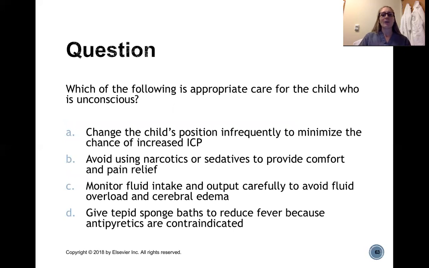So, which of the following is appropriate care for the child who is unconscious? A, change the child's position infrequently to minimize the chance of increased intracranial pressure. B, avoid using narcotics or sedatives to provide comfort and pain relief. C, monitor fluid intake and output carefully to avoid fluid overload and cerebral edema. D, give tepid sponge baths to reduce fever because antipyretics are contraindicated. What do you think?